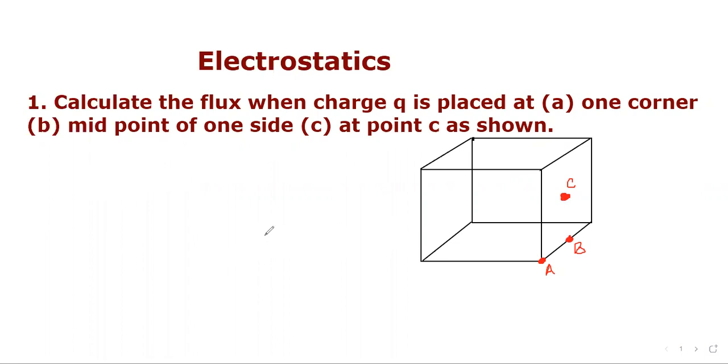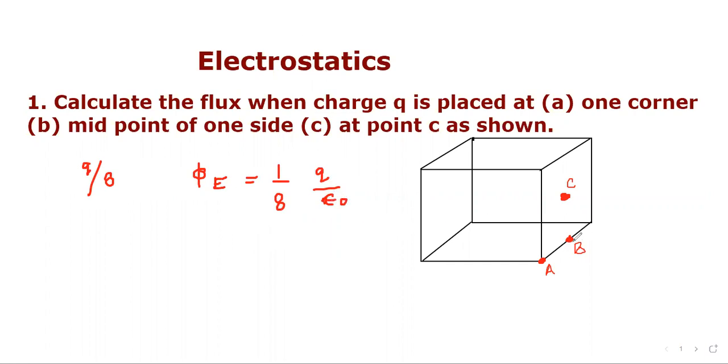Now, when charge is at one corner, then Q by 8 charge will be included in 1 cube. So flux will be 1 by 8 Q upon epsilon naught.